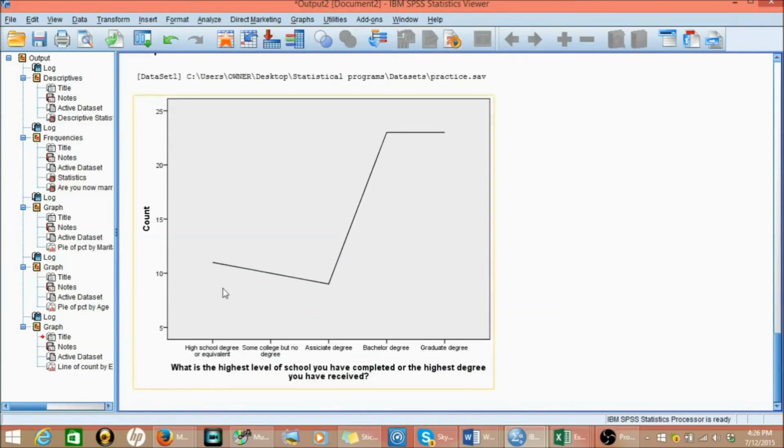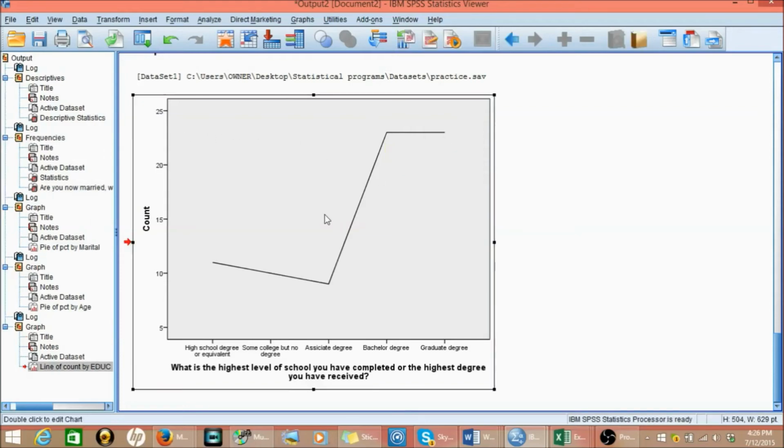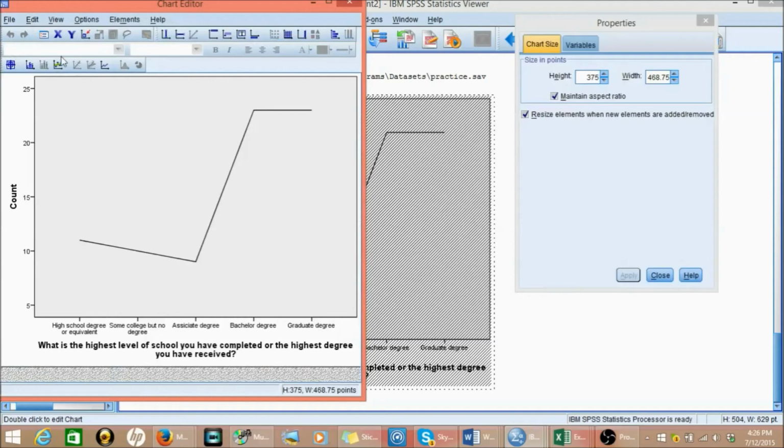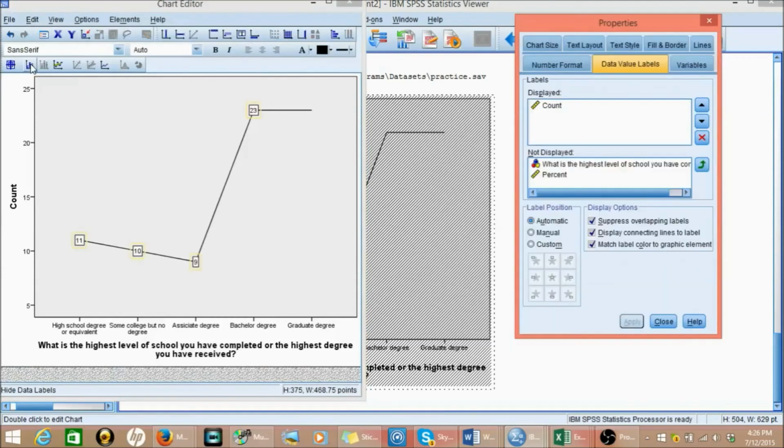And we can see here, for those people with a high school degree or equivalent, there's roughly 11 or so people, some college. If it's unclear what the numbers are, roughly 23 people, I think, have a bachelor's degree, and it looks about the same for a graduate degree. If we're unclear, we can always go into this. We can add our data labels.